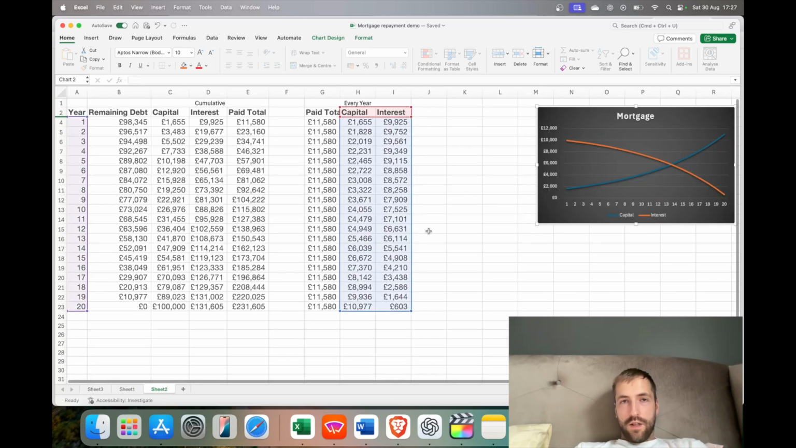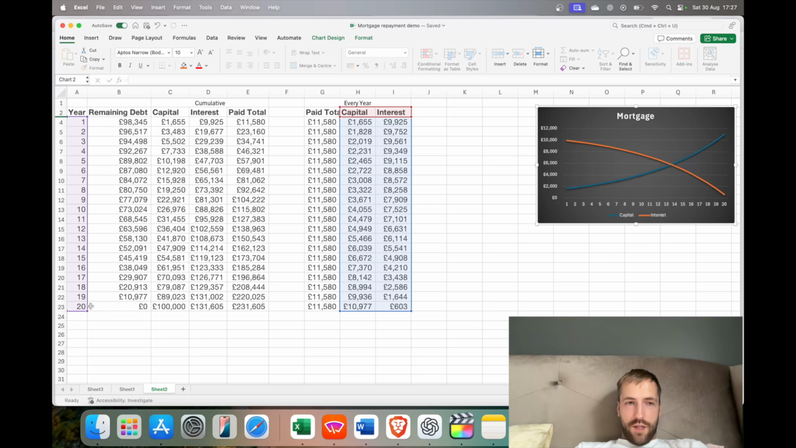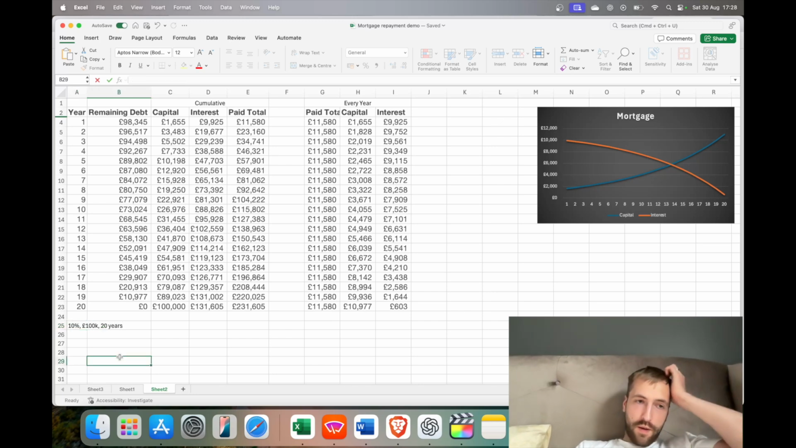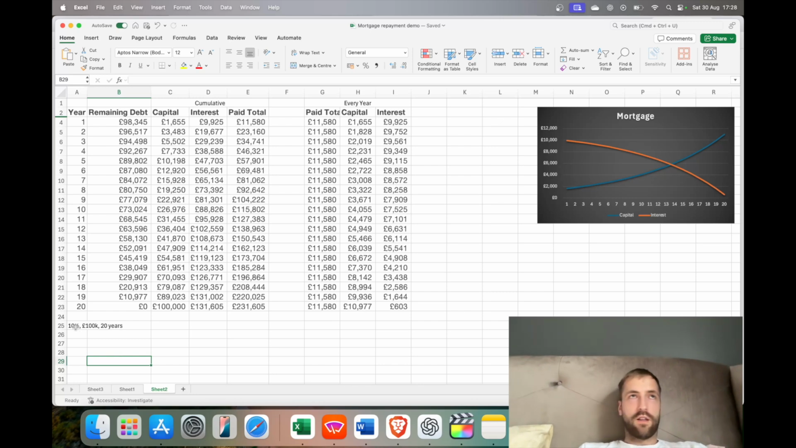Now, I've done exactly the same thing, but this time it's a 10% interest rate. It is £100,000 as before, and it's also 20 years. So we've kept everything exactly the same, but we are now saying that the economy has changed, and now the interest is not 5%, it's 10%. So how does that change things?